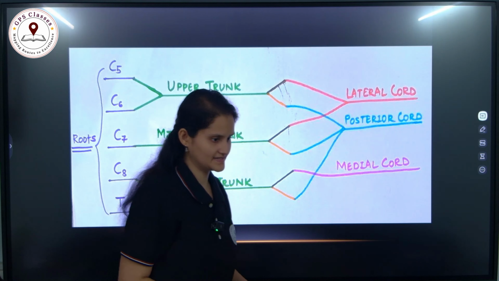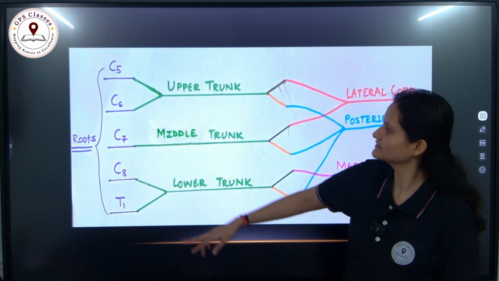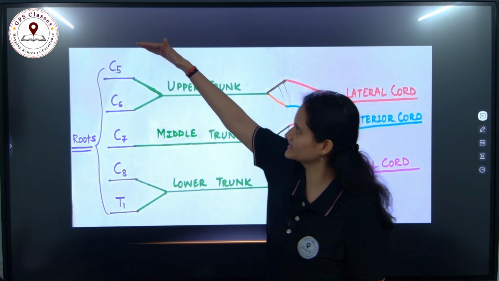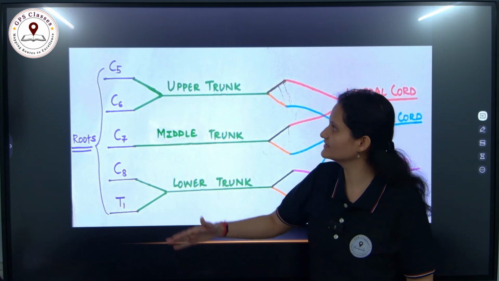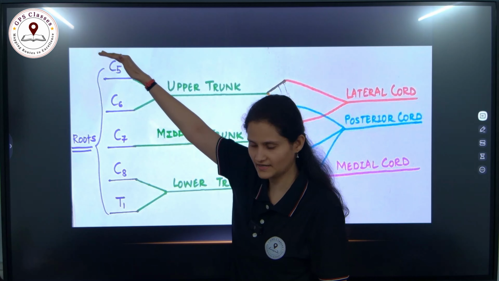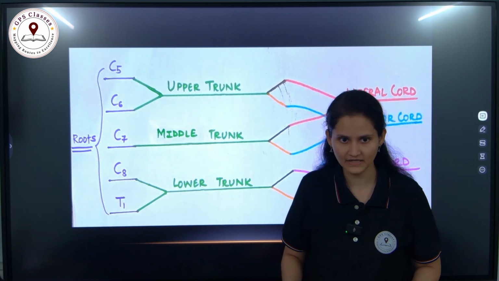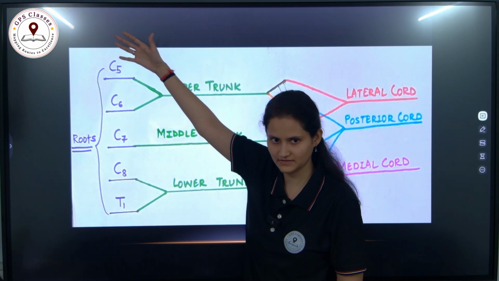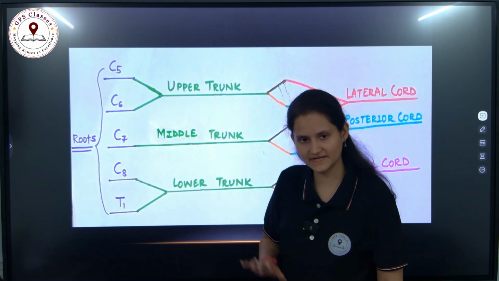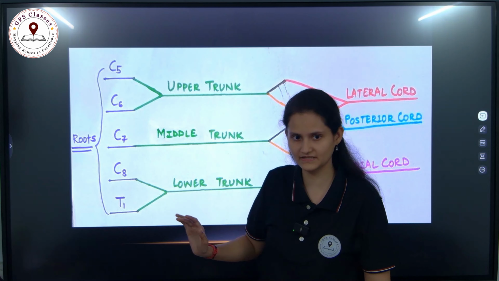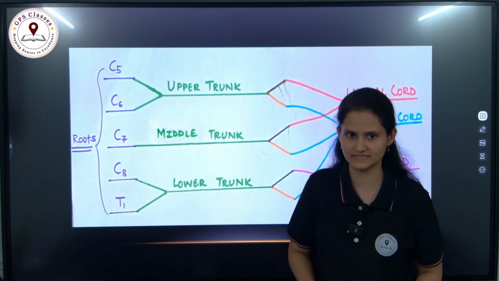The brachial plexus, when it gets its roots, sometimes may get them from C4 and T2 as well. When C4 is present and T2 is absent, it is called a prefixed brachial plexus. When T2 is present but C4 is absent, it is a postfixed brachial plexus.